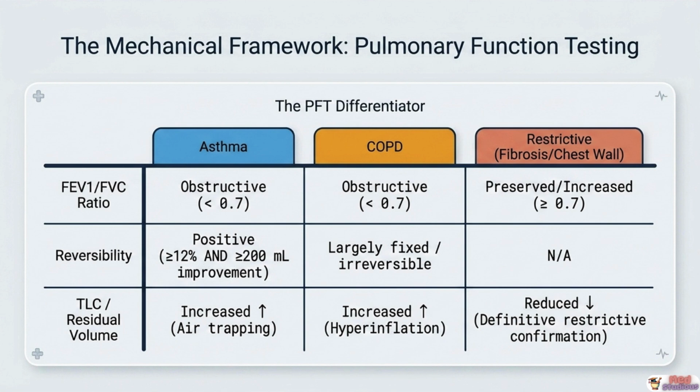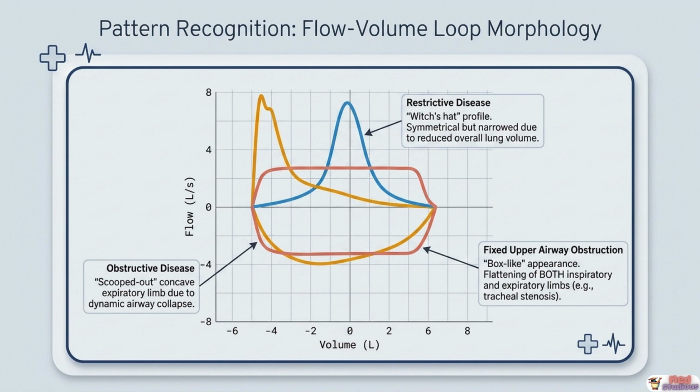Restrictive disease, in sharp contrast, shows a reduced total lung capacity, and this single finding provides the definitive confirmation of a true restrictive pattern, since spirometry alone can sometimes appear ambiguous without this additional lung volume measurement. Flow volume loops translate the same physiological information into a distinctive visual shape, and recognizing these shapes instantly is an extremely high-yield image-based examination skill.